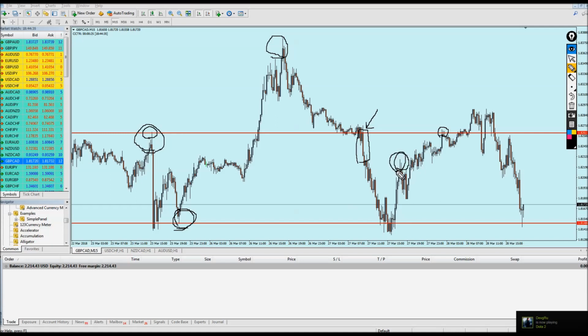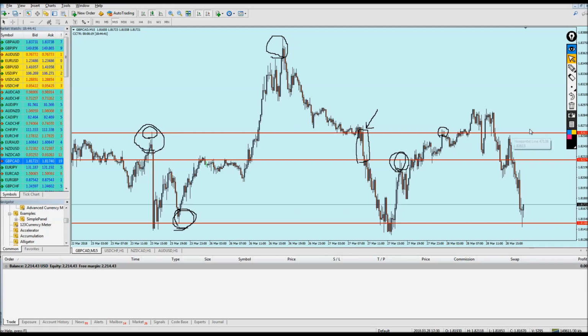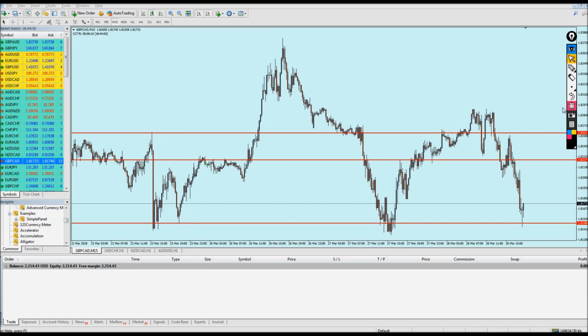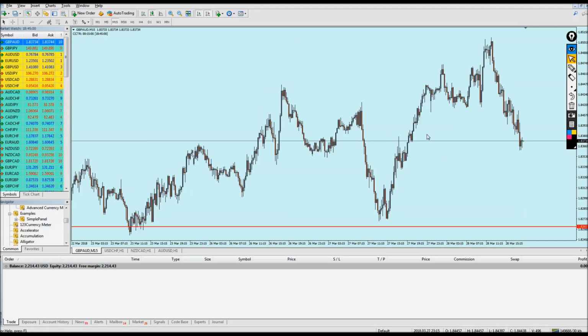Let's see this one here, for example. Let me draw my resistance line here, and let's see. I had to wait for this breakout candle. Actually, that one didn't really work quite well here, and that is normal, guys, because there is no strategy working 100% of the time. So let me move to another trade, another example, so I can show you.